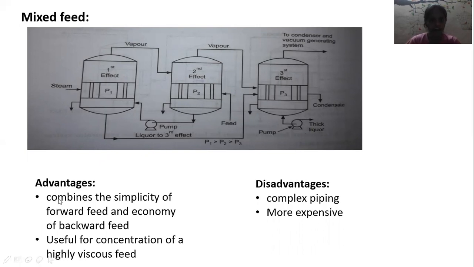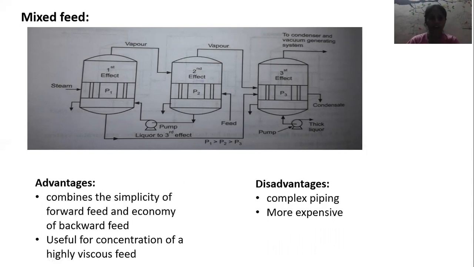The advantages are it combines the simplicity of the forward feed and the economy of the backward feed. In this mixed feed, it is a combination of both forward and backward feed for the best performance of the evaporator. So it is useful for concentration of highly viscous fluid. Disadvantages are complex piping, more expensive due to its instrumentation.